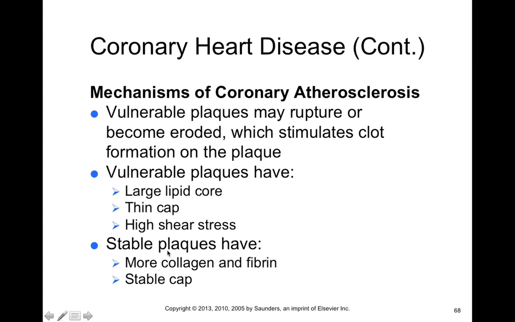Now, stable plaques, on the other hand, have more collagen and fibrin, and because they have more collagen and fibrin, the plaques themselves are less prone to high shear stress. They're therefore less likely to break apart from the rest of the tissue, and we call this a stable type of plaque, which also has a stable cap, and this cap is thicker and therefore less likely to tear. These stable plaques are associated with better outcomes of coronary atherosclerosis.